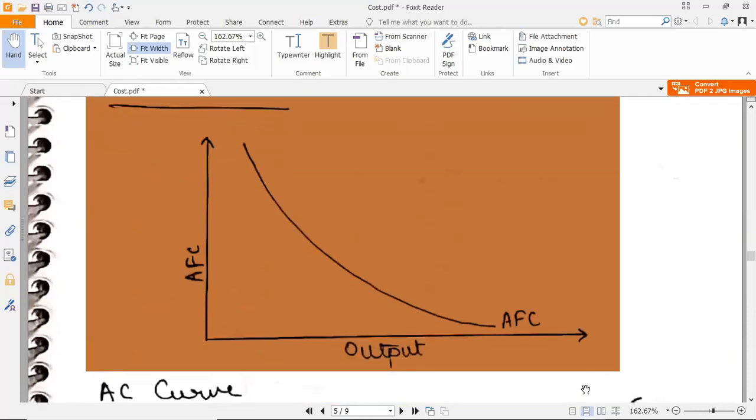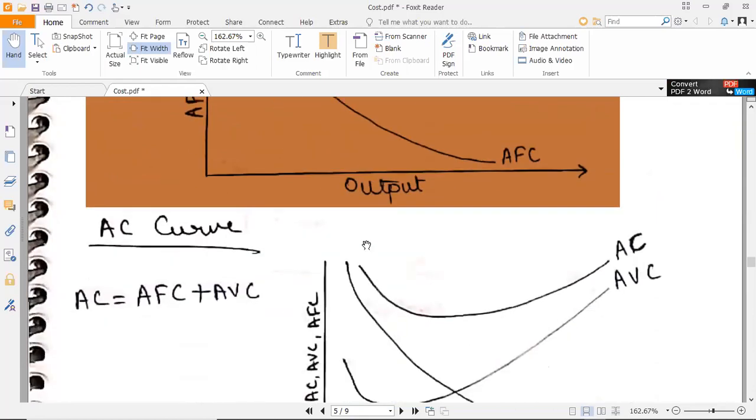This is rectangular hyperbola. Rectangular hyperbola we discussed in demand as well, that the shape is known as rectangular hyperbola because the area of all the rectangles formed inside this curve will be the same. That means जितने भी rectangles इस curve के अंदर बन सकते हैं उन सबका area रहेगा equal. That is why this shape is known as rectangular hyperbola.